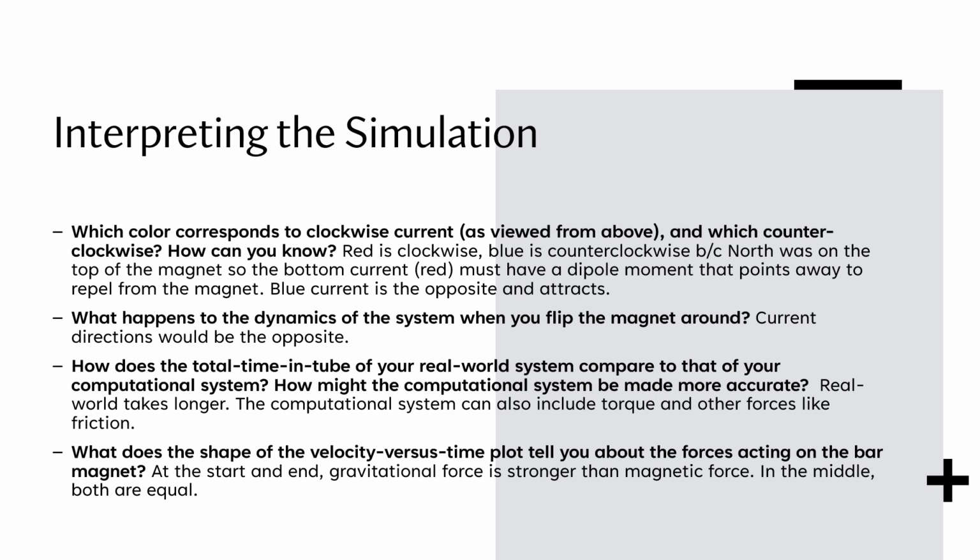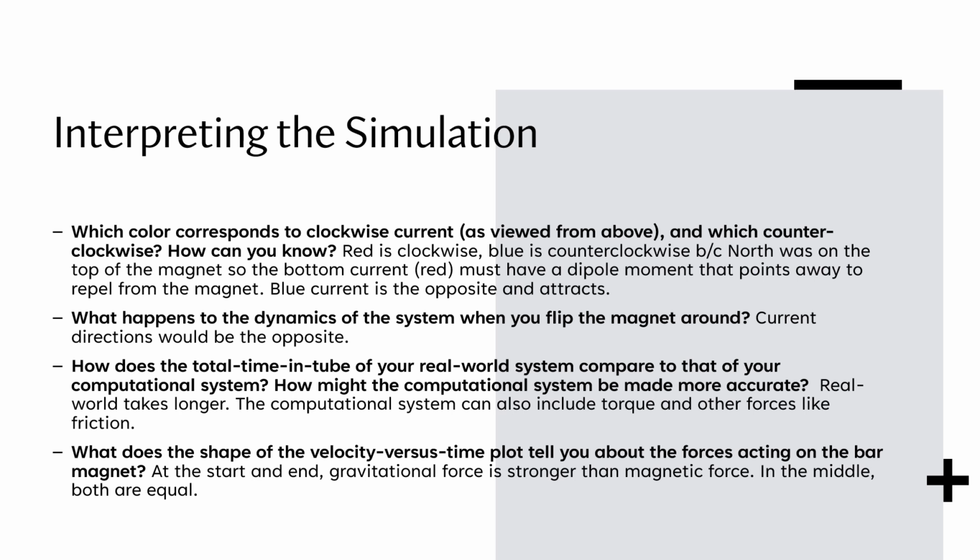What happens to the dynamics of the system when you flip the magnet around? The current directions would just be the opposite, so red would be counterclockwise and blue would be clockwise. How does the total time in tube of your real-world system compare to that of your computational system? How might the computational system be made more accurate? In the real world, it will take longer because of forces like friction. The computational system can also include torque and other forces like friction.